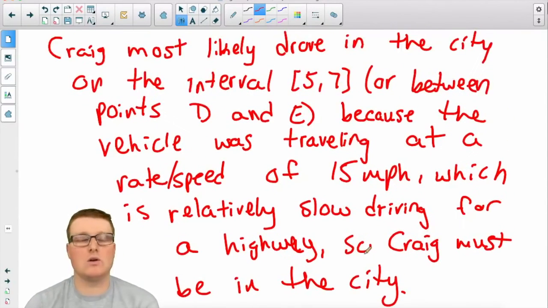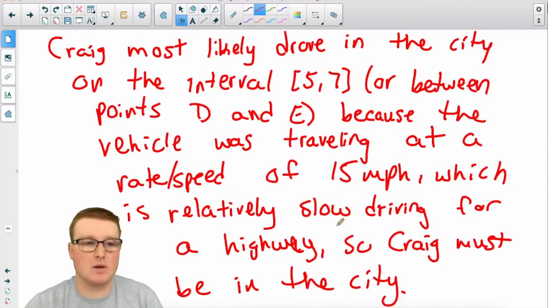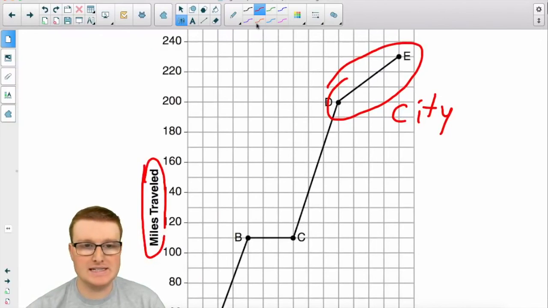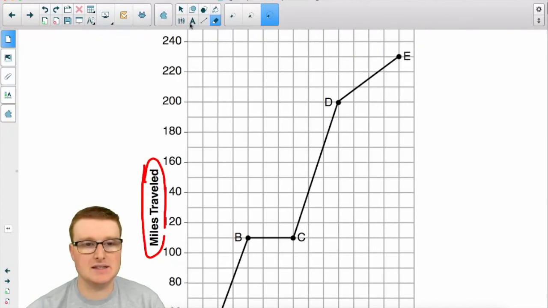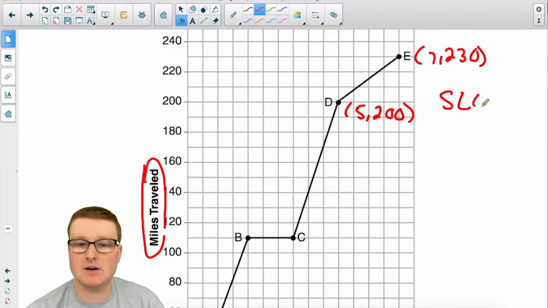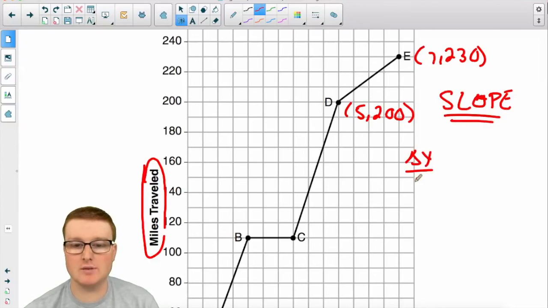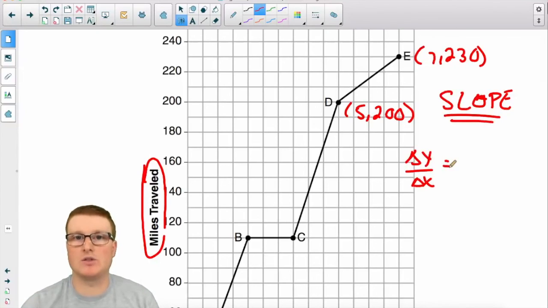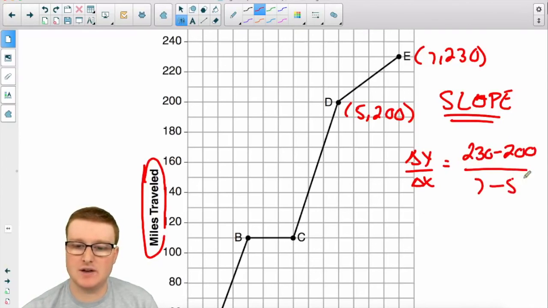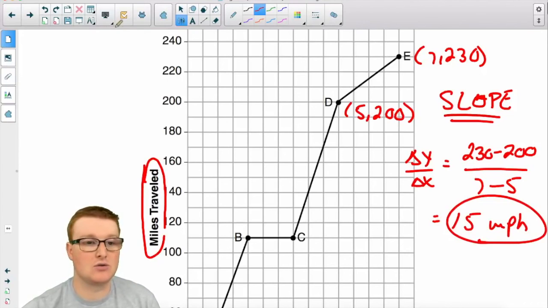Okay, now if you're asking yourself, well, how did he get 15 miles an hour? I'd be more than happy to show you. You go back to your graph. Point D in this case is the point 5, 200, and E is the point 7, 230. All you need to do is calculate the slope of that line. So you do the change in Y over the change in X, which is Y2 minus Y1 over X2 minus X1. You get 230 minus 200 over 7 minus 5. You get an answer of 15 miles per hour. That's how I got that rate.